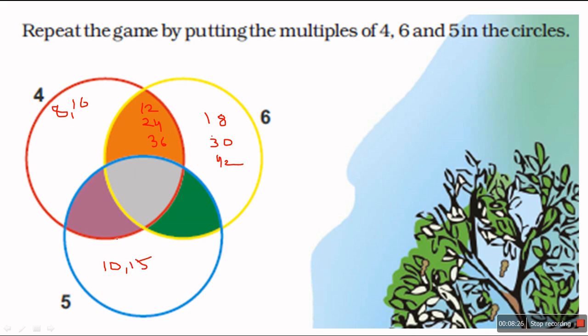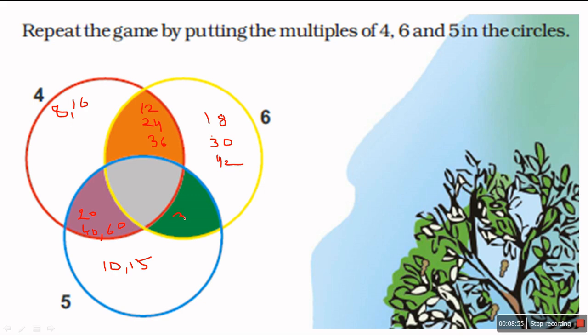20 is a multiple of 4 and 5 both. 4 5s are 20, 5 4s are 20. So multiples of this will be common multiples between 4 and 5: 20, 40, 60, 80 and all that. And you can see 30.